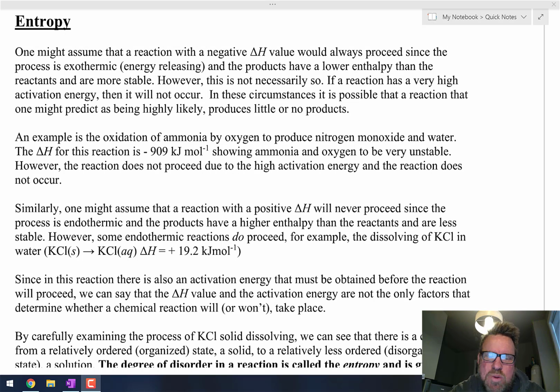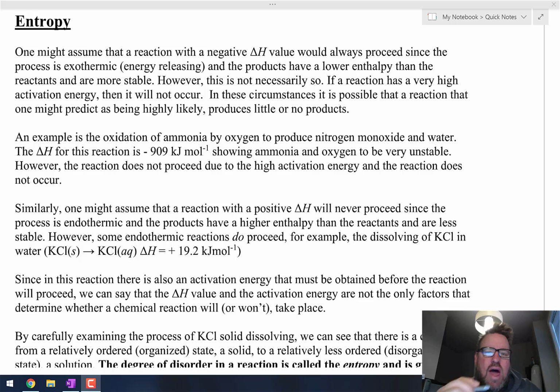Entropy is what we'll be talking about today. So far, we've talked about enthalpy, and basically, we know that if a reaction has a negative enthalpy, so it's exothermic, those reactions tend to happen more spontaneously than a reaction that has a positive delta H or is endothermic. Okay, but that is not always the case because there's another thing that comes into play when we're talking about is the reaction going to happen or not.